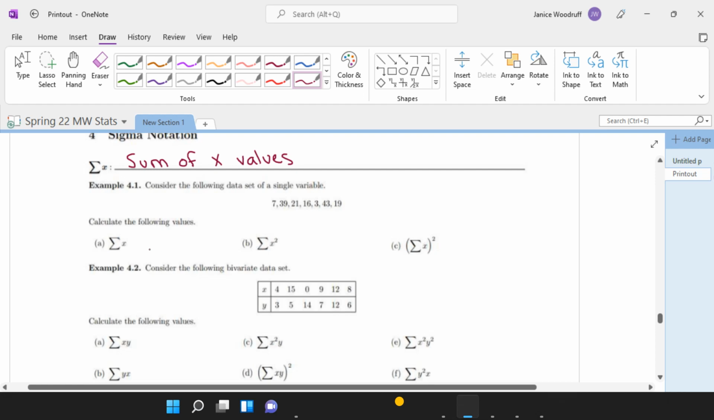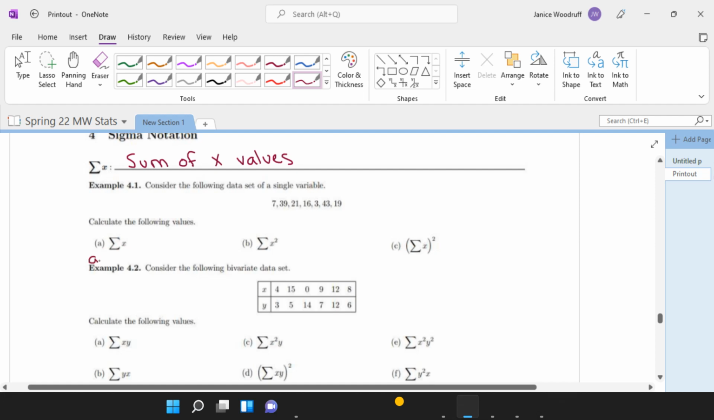So you're going to do operations with those. It's just going to ask for these. You're always still following order of operations. So if it asks for multiplication, that would come before you do a sum because multiply comes before add. So here in example 4.1, you have, consider the following data set of a single variable. Calculate. So sum of x just means add the values.